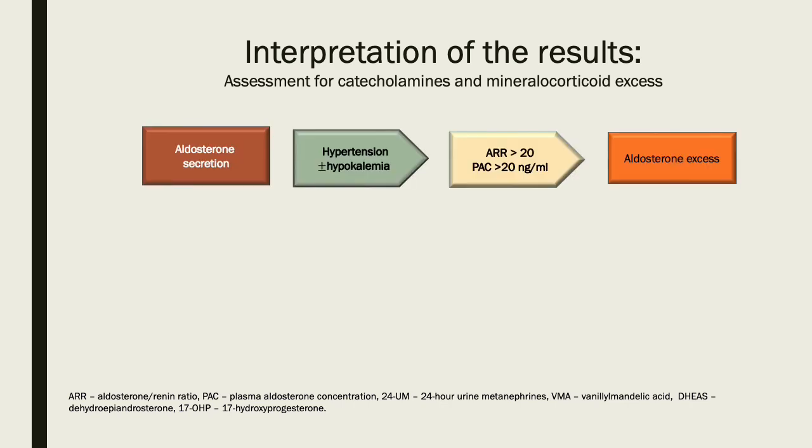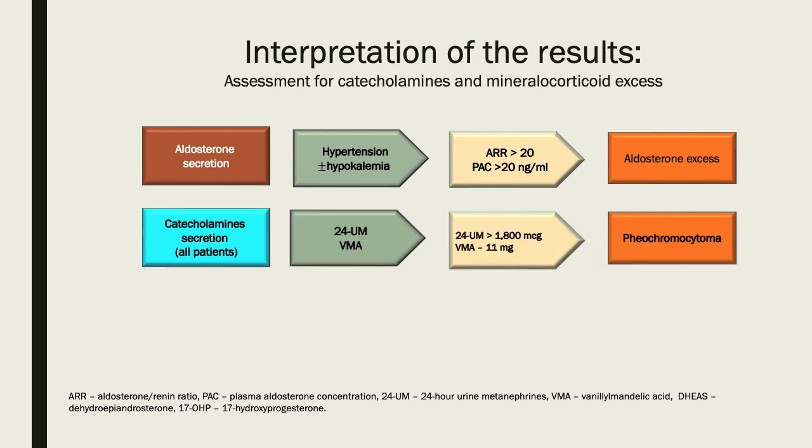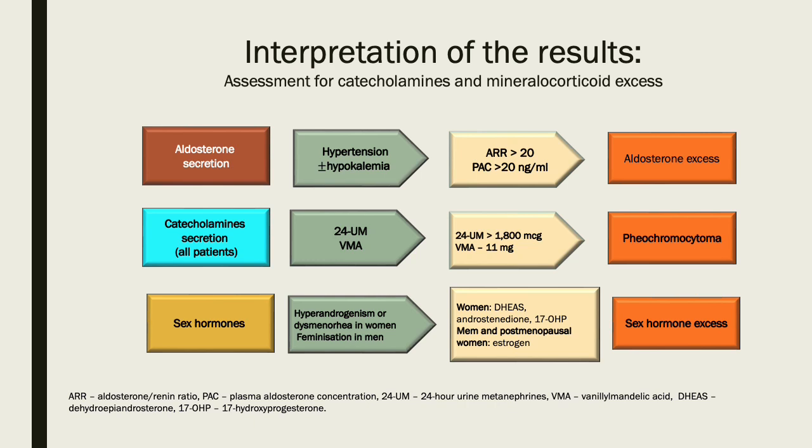Hyperaldosteronism is proved if plasma aldosterone concentration is higher than 20 nanograms per milliliter and the aldosterone-renin ratio is greater than 20. The cutoff for detecting catecholamine excess is 1.8 milligrams of metanephrines in 24-hour urine collection. The vanillyl mandelic acid concentrations should be greater than 11 milligrams in the same urine sample. Levels of androgen or estrogen above the normal range define sex hormone excess.